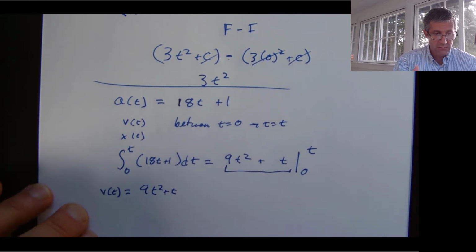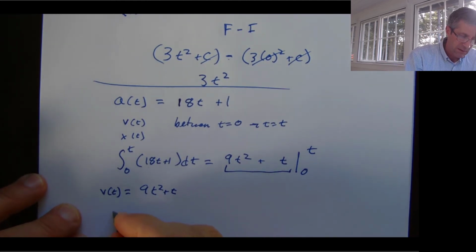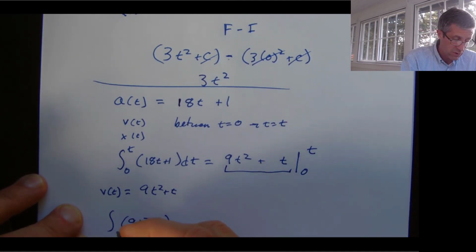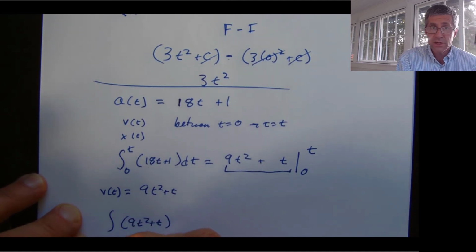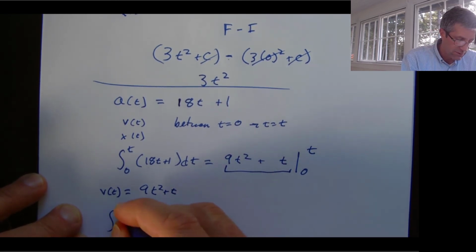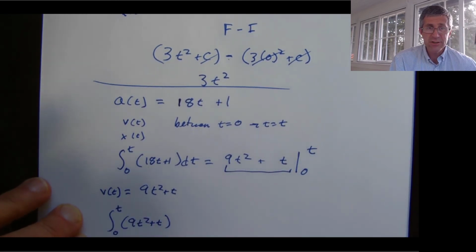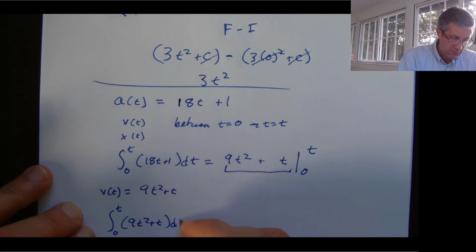So how do I get to position? Well, I can take the area under the curve of a velocity graph to get to change of position. So we can take the integral of this. The integral of this 9t squared plus t is going to give me a function for position. So I can evaluate this over the same time frame, right? I'm interested in going from 0 to t. It's a definite integral with respect to time.